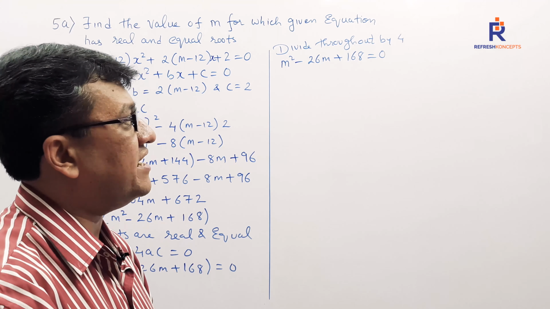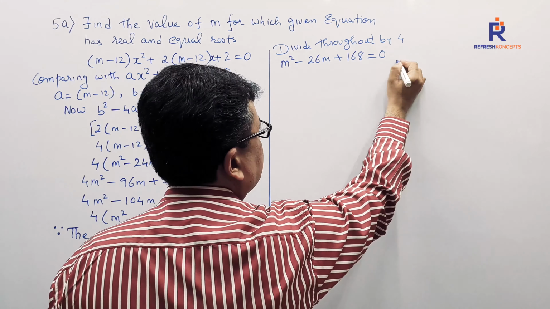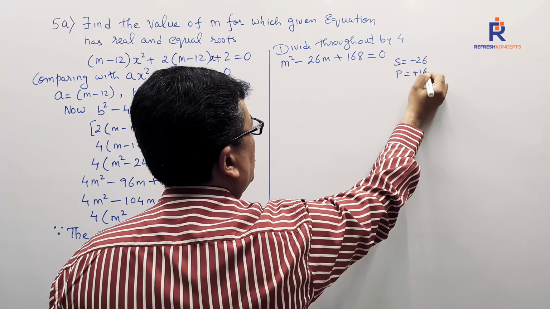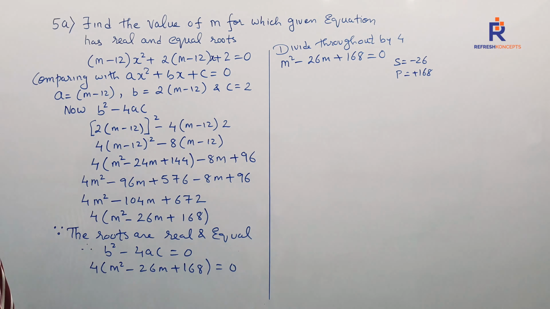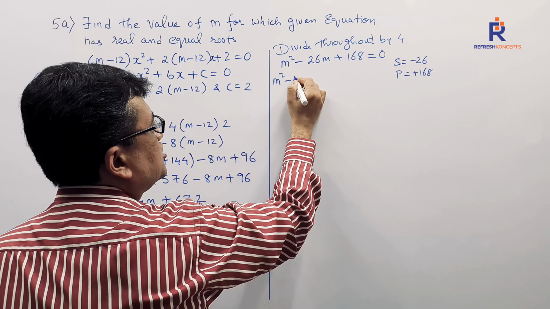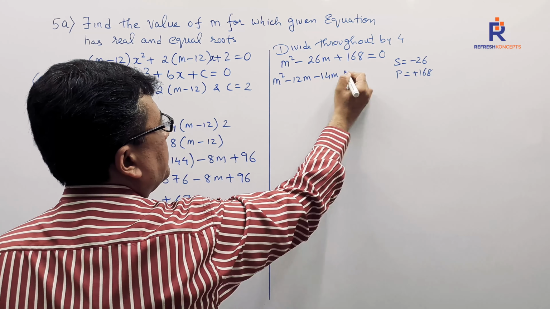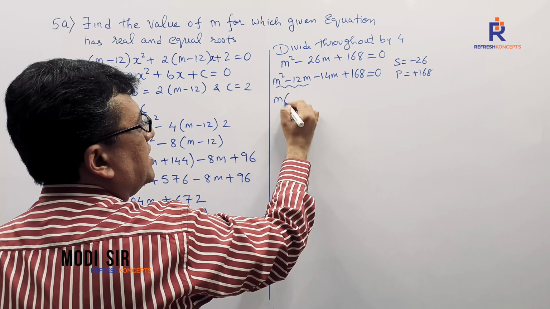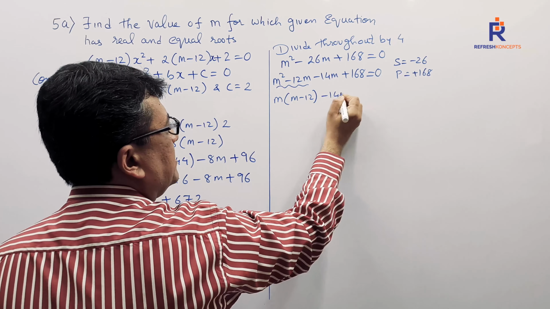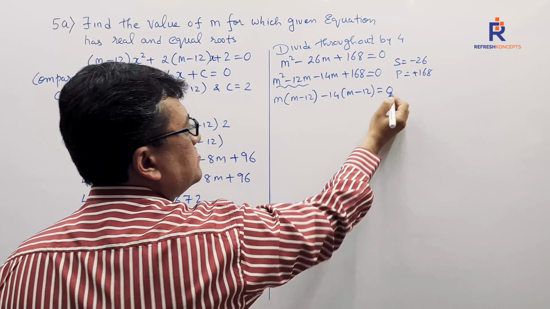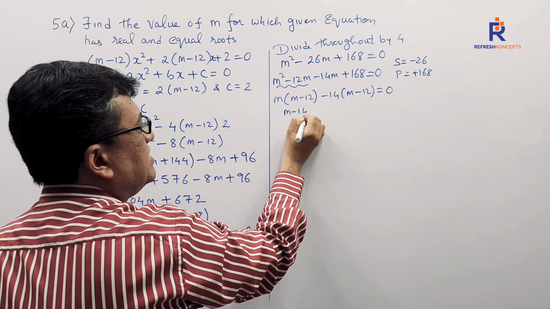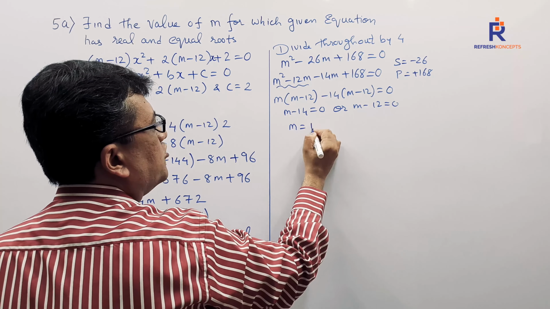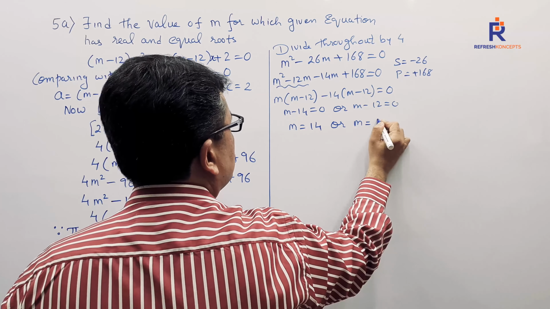Now we have a quadratic equation in our hands. We just need to factorize it. Children, what is our sum? Our sum is minus 26. What is our product? Our product is plus 168. Any guesses? Minus 12 and minus 14. So m square minus 12m minus 14m plus 168 equals to 0. m into (m minus 12) minus 14 (m minus 12) equals to 0. m minus 14 is 0 or m minus 12 is 0. So m is equal to 14 or m is equal to 12.